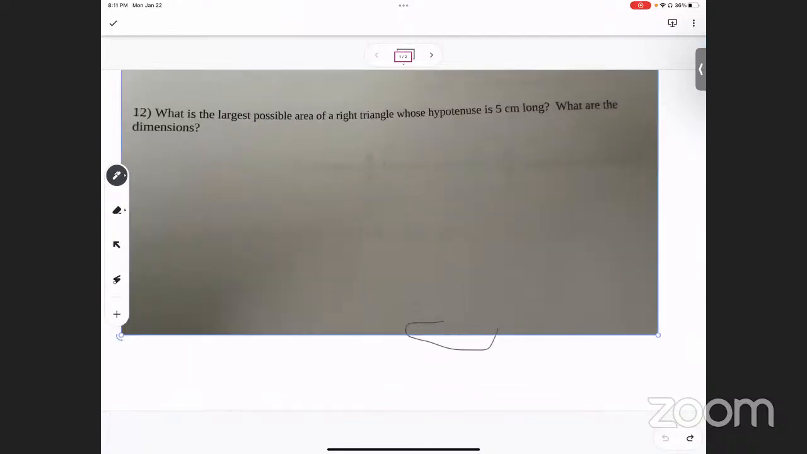All right. Number one says, what is the largest possible area of a right triangle whose hypotenuse is 5 centimeters? The area of a triangle is 1/2 base times height, right? Let's take our triangle. It's a right triangle, so this is the base and this is the height. The only thing we know is the hypotenuse, which is 5.